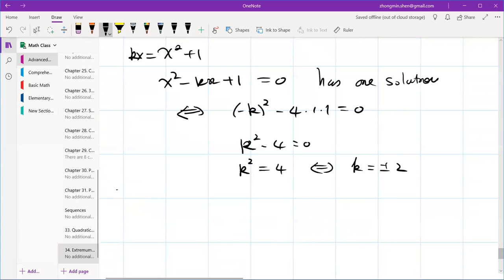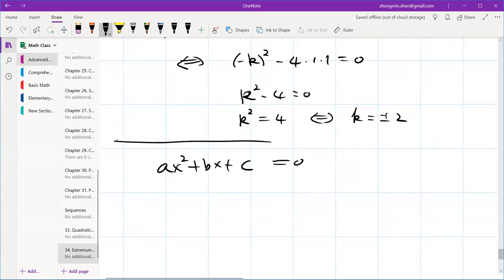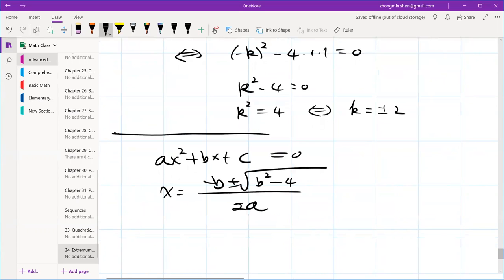So let me go back to the equation again. ax squared plus bx plus c, right? And we remember, how do we get the quadratic formula? So for ax squared plus bx plus c, we can derive the so-called quadratic formula. x is going to be negative b plus minus the square root of b squared minus 4ac, all over 2a. That's the general formula, okay?